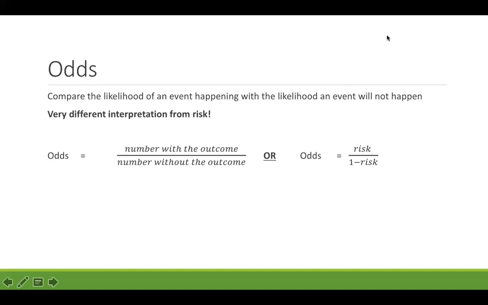And the formula is the number with an outcome over the number without an outcome, or you can calculate odds if you have calculated risk with similar numbers. You can calculate it using risk over 1 minus risk. If you look closely at the formulas, you see that they are similar.